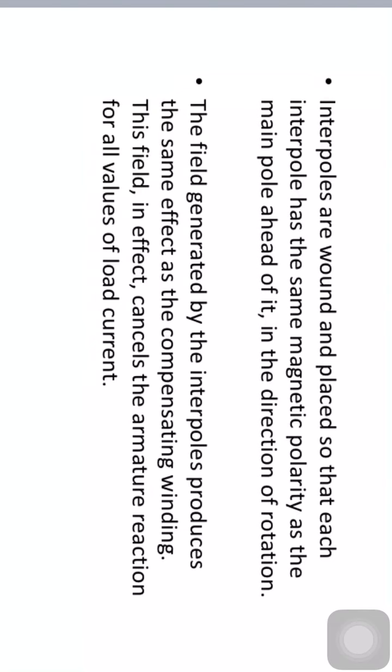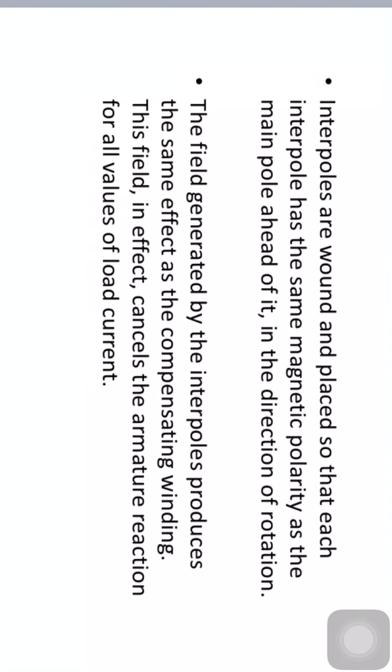The field generated by the interpoles produces the same effect as the compensating winding, and this field in effect cancels the armature reaction for all values of load current. This is about interpoles. That is how we reduce the armature reaction. Armature reaction will be reduced by using the interpoles.